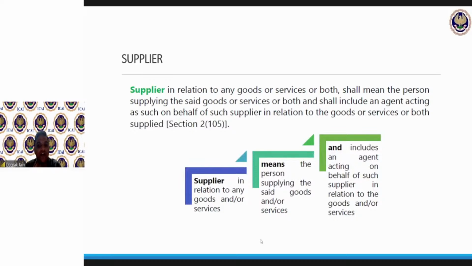Agent includes that agent who supplies the goods in his own name. If he supplies in his own name, then he is not an agent of the principal. He is himself a principal. An agent will become an agent when he's acting on someone else's behalf. Like there are special agents like consignment agents. So they are called agents, but the relationship is not a principal and agency relationship.